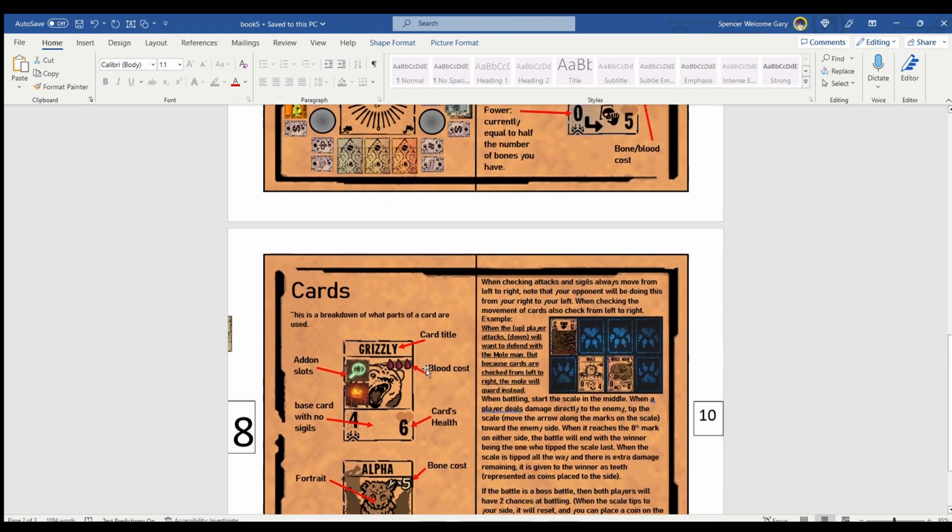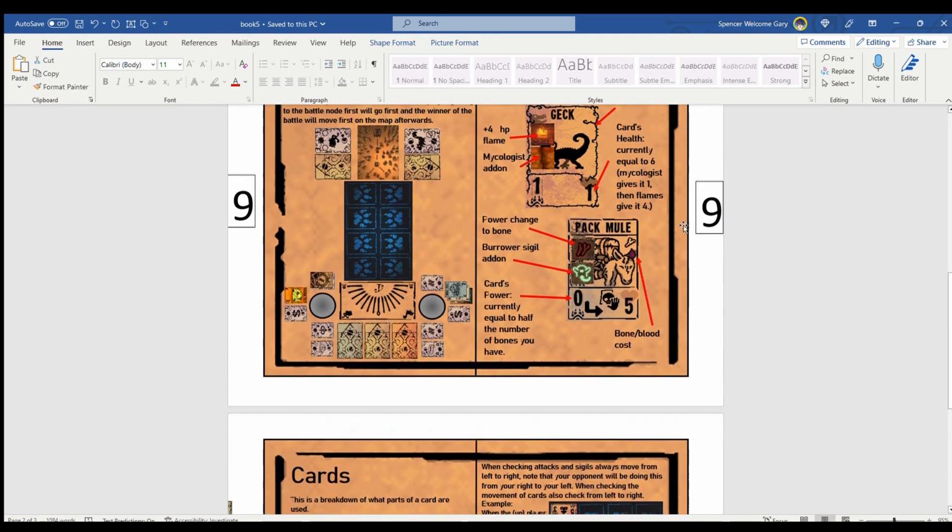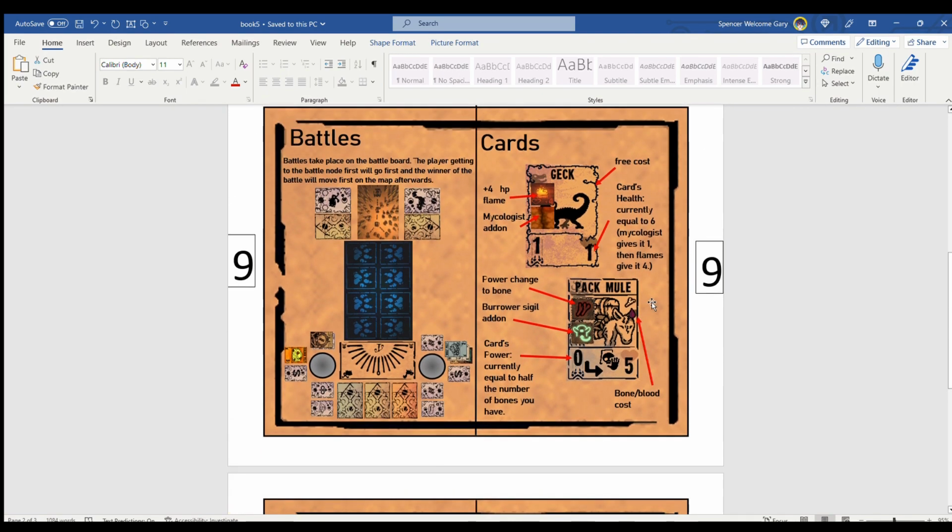And this is 10, so we'll come back to that in a second, but here's the page that'll be going right here instead, because this one's folded in on itself, is the other side of the cards, which explains free cost, bone and blood costs, such as Pack Mule, which has a bone and blood cost.